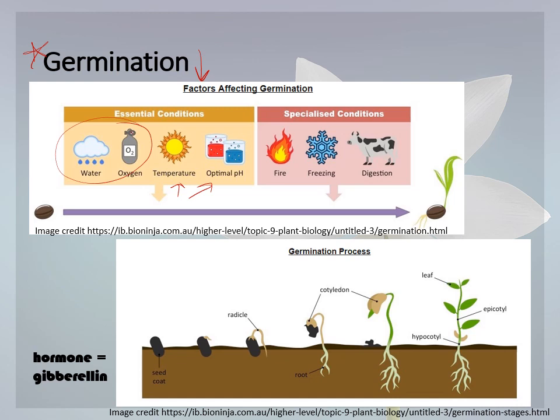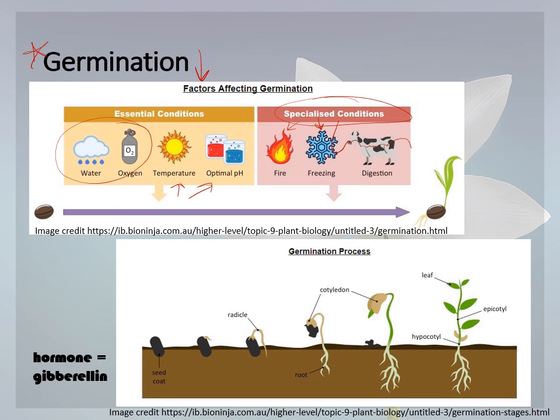Some seeds will have specialized conditions where they will only germinate after a fire, or after it's been frozen, or some guys have to be eaten and pass through the gut of an animal and then get pooped out before they will start to germinate.